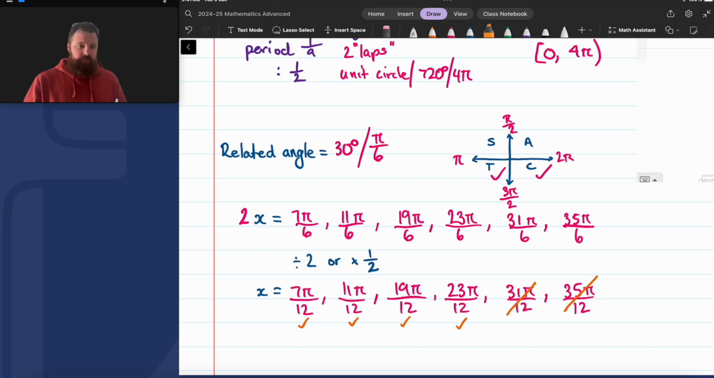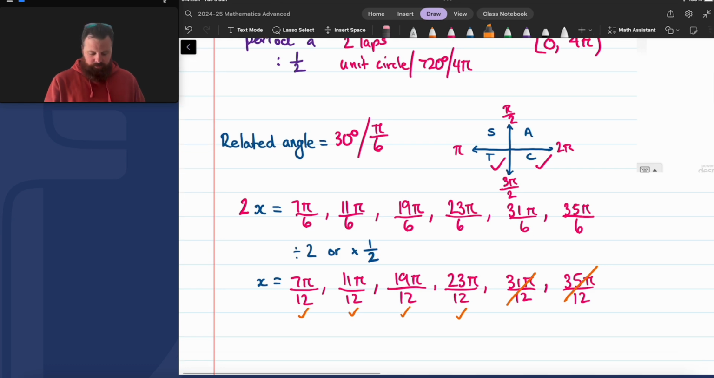Now, the next few examples, I'm going to go through at a bit of a quicker pace, not having to explain as much detail.